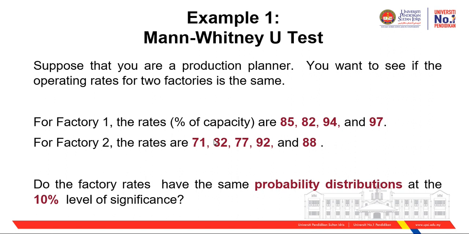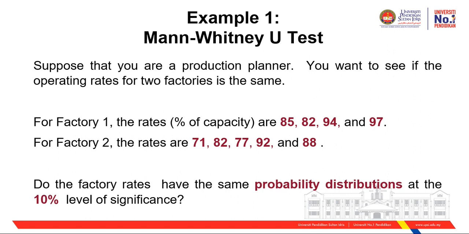So N2 is equal to 5. The question is, do the factory rates have the same probability distribution at the 10% level of significance? Obviously, this is because you want to check whether it's the same or not, so this is a two-tailed test. Your alpha is 10% or 0.1. So that's the information you need to pick up: N1 equals 4, N2 equals 5, and alpha is 0.1.